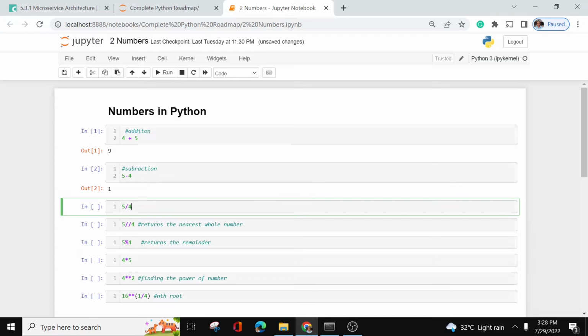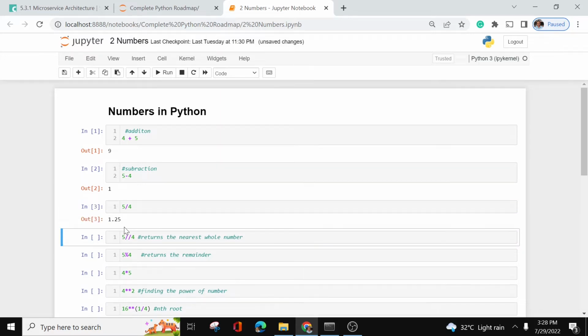So for division, not a bracket, but just a slash, this is also the symbol for the division in Python. So let's execute this one. So the answer is 1.25.